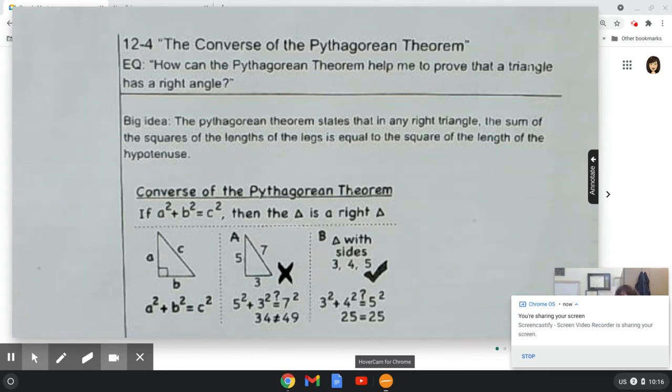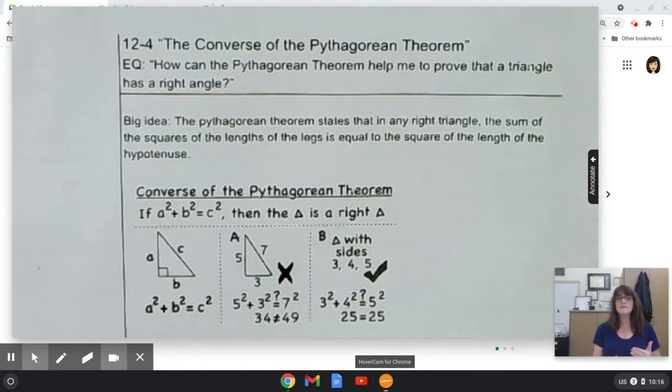Morning. I wanted to work with you guys today on this idea of the converse of the Pythagorean theorem, not the tennis shoes. Converse in this case means the reverse of. If a squared plus b squared equals c squared because it's a right triangle, then if a squared plus b squared equals c squared, it must be a right triangle. Okay, so it's using the rule to also prove it.